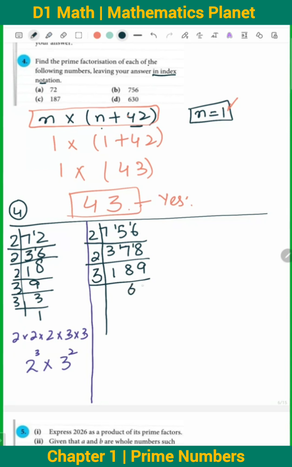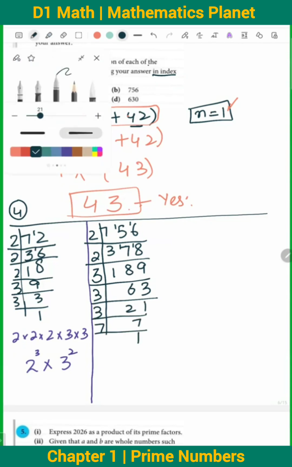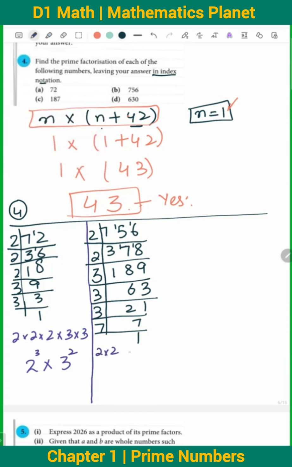6 times 3 is 18, 3 times 3 is 9. 3 times 2 is 6, 3 times 1 is 3. 3 times 7 is 21, and 7 times 1 is 7. So now coming back to our purple color, we will write 2 times 2 times 3 times 3 times 3 times 7. So 2 square times 3 cube times 7.